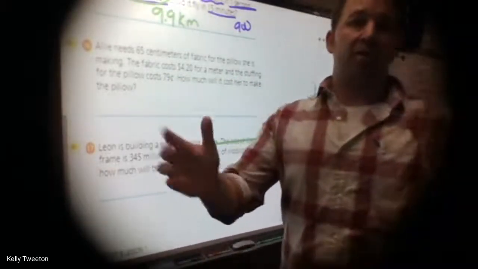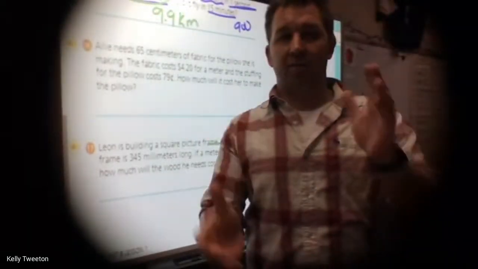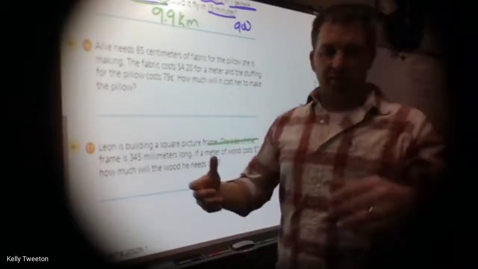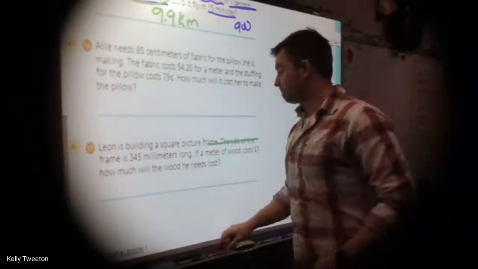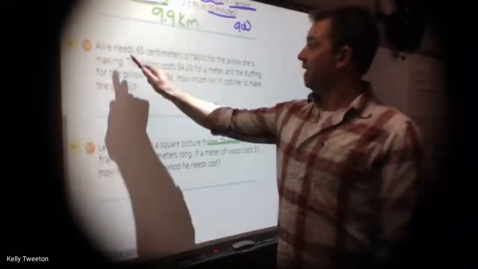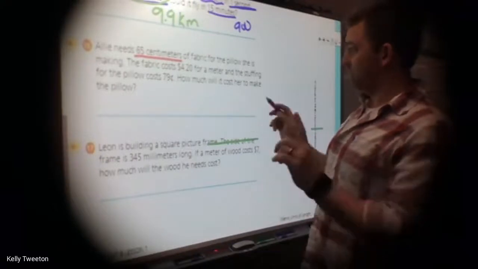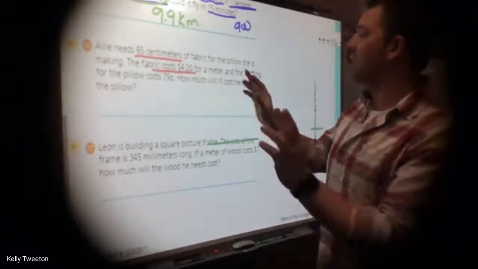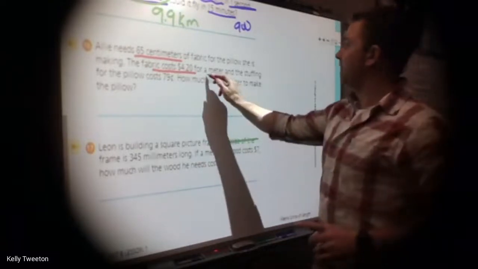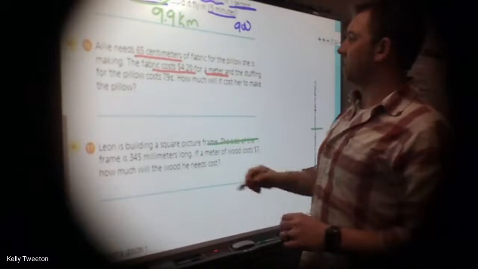Okay, again, the first time we read a word problem, just try to read it for the information that's out there. I know somebody's trying to make a pillow. There's some stuffing. They're using some fabric. The second time we read it, let's find the important pieces of information. We have Allie needing 65 centimeters of fabric for the pillow. We know how much the fabric costs: $4.20. This is for a meter, though. And the stuffing for the pillow costs 79 cents.